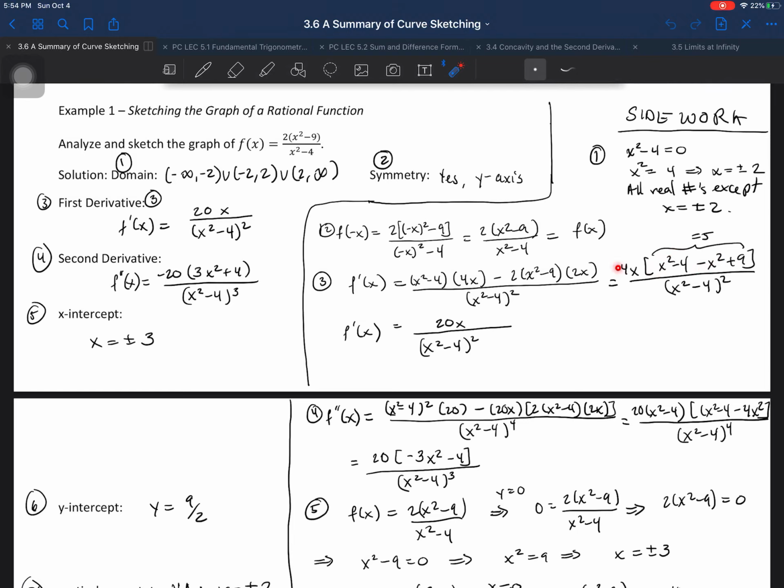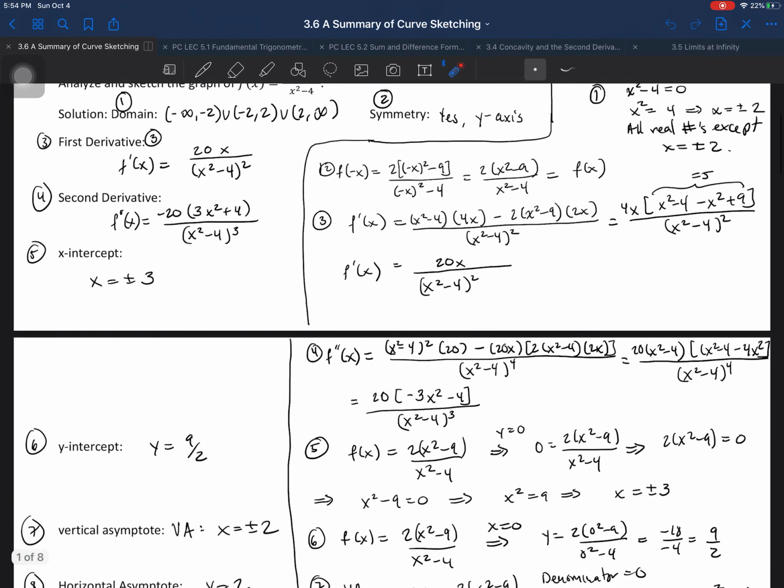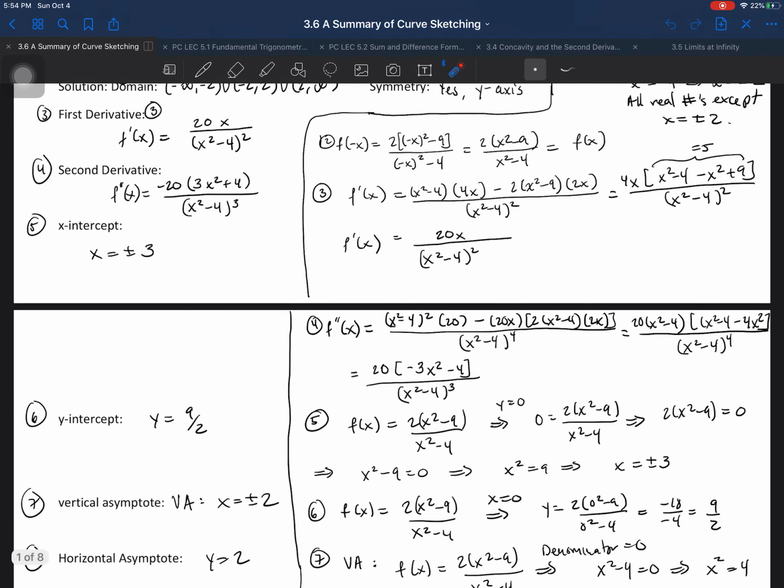So 5 times 4x gives us 20x, all over x squared minus 4 squared. And there you go, we found the first derivative. Now we're going to find the second derivative by using the same rule, low d high, the quotient rule.